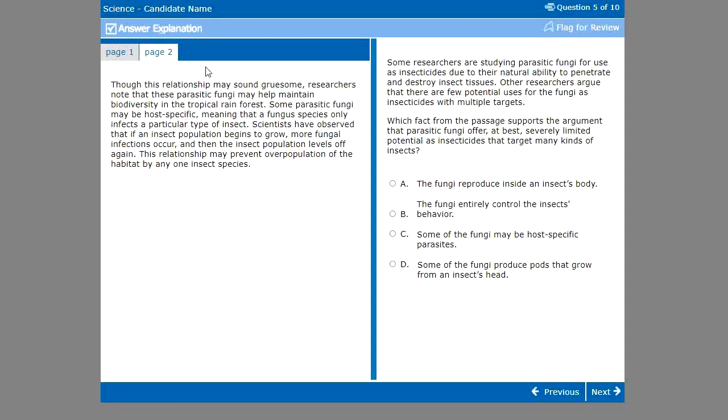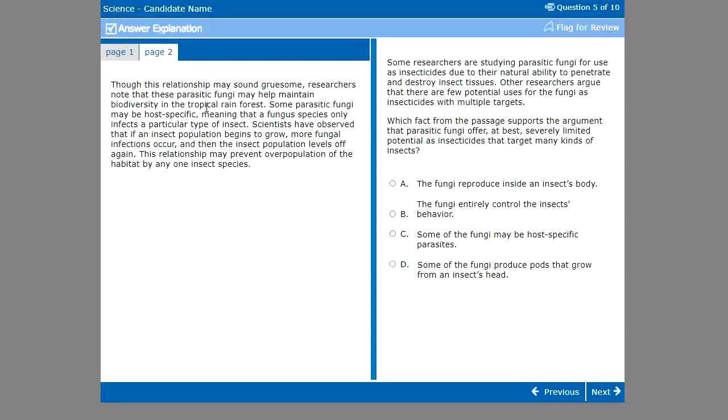Though this relationship may sound gruesome, researchers note that these parasitic fungi may help maintain biodiversity in the tropical rainforest. Some parasitic fungi may be host-specific, meaning that a fungus species only infects a particular type of insect. Scientists have observed that if an insect population begins to grow, more fungal infections occur, and then the insect population levels off again. This relationship may prevent overpopulation of the habitat by any one insect species.